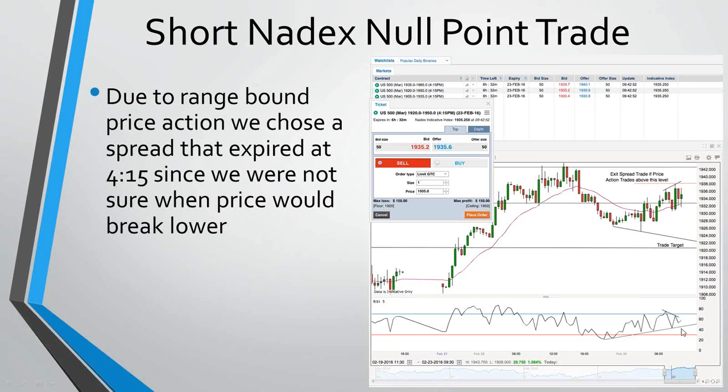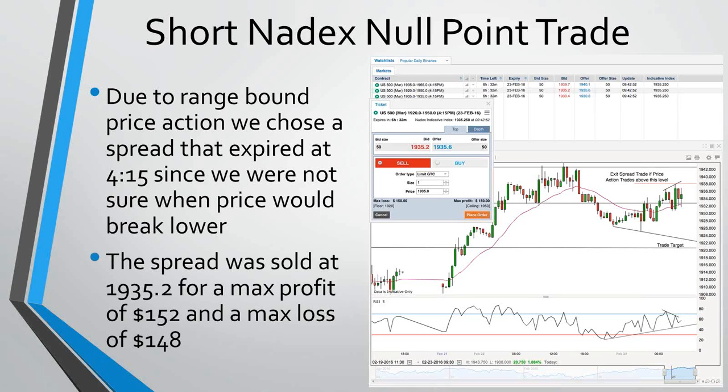Okay. Due to a range-bound price action, we chose a spread that expired at 4:15, since we were not sure when price would break lower. So we wanted a longer expiration. The spread was sold at 1935.2 for a max profit of 152 and a max loss of 148. Even if that would have been flipped, we probably still would have done the spread.